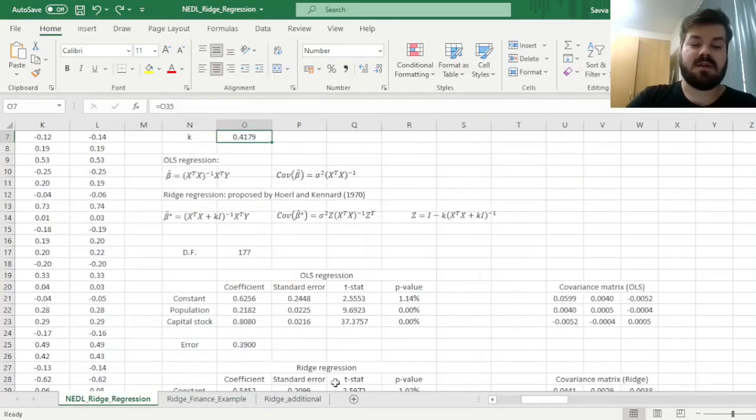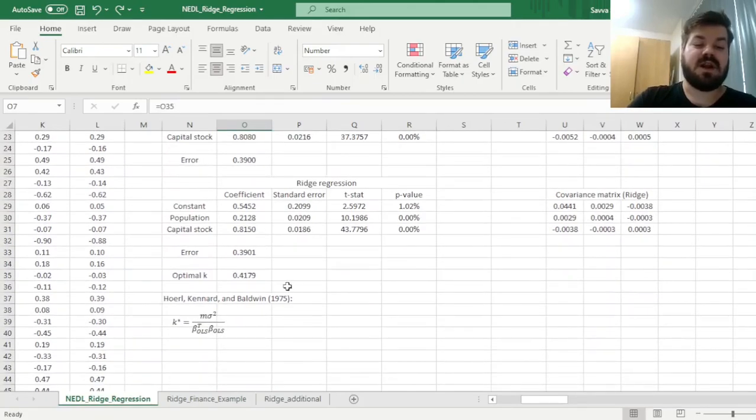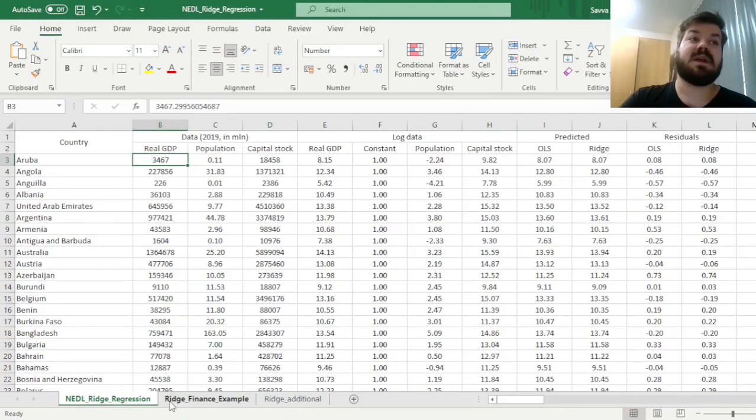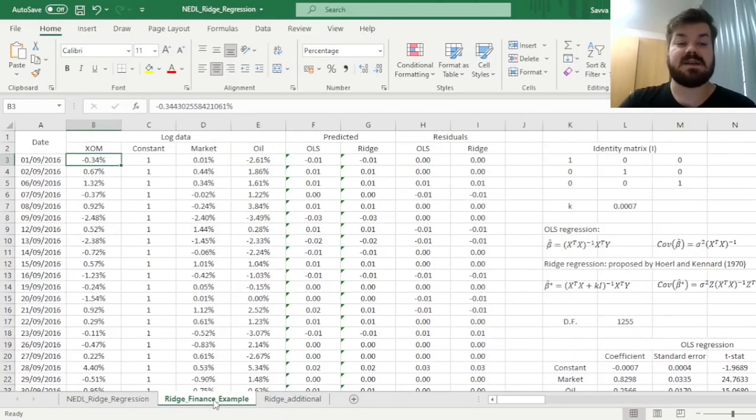However, later on, the econometric tradition has kind of evolved towards optimizing k using one of the techniques proposed later, for example, Hoerl, Kennard, and Baldwin 1975 technique we have implemented over here. And this approach is applicable well beyond economics cases. For example, here we have got a finance-related regression where we try to relate the return of ExxonMobil to the return of the market, the S&P 500, and Brent crude.